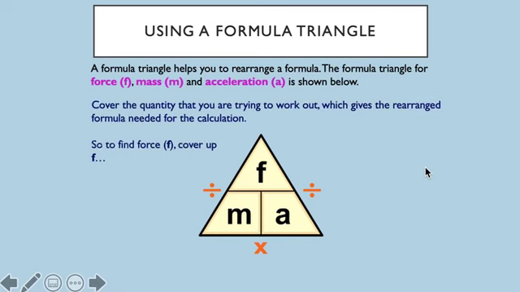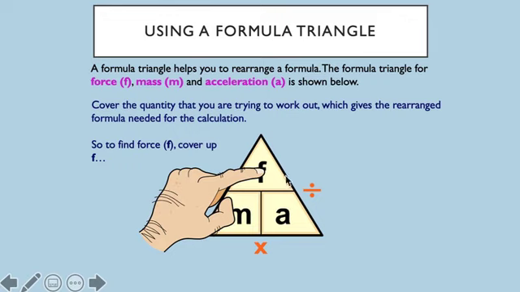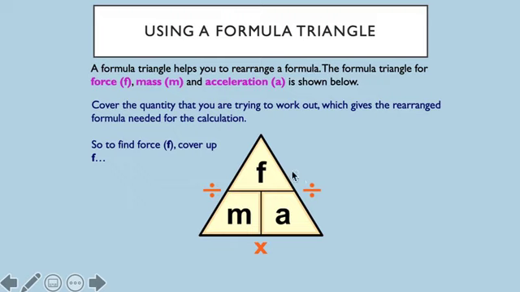So you've got to be able to rearrange the equation. So you might want to use something like this, where you have a triangle. Force would go on the top, mass would go down there, acceleration would go down there. If you wanted to find the force, you'd put your finger over there and it would be mass times acceleration. If you wanted to find the mass, then it would be force divided by acceleration. If you wanted to find the acceleration, it would be force divided by mass.